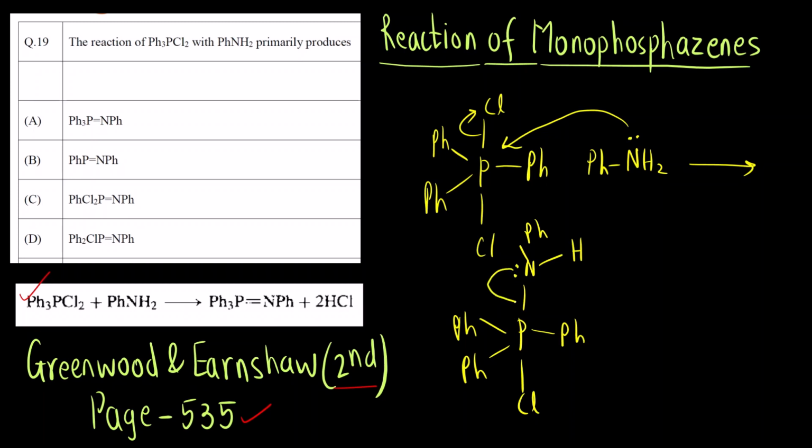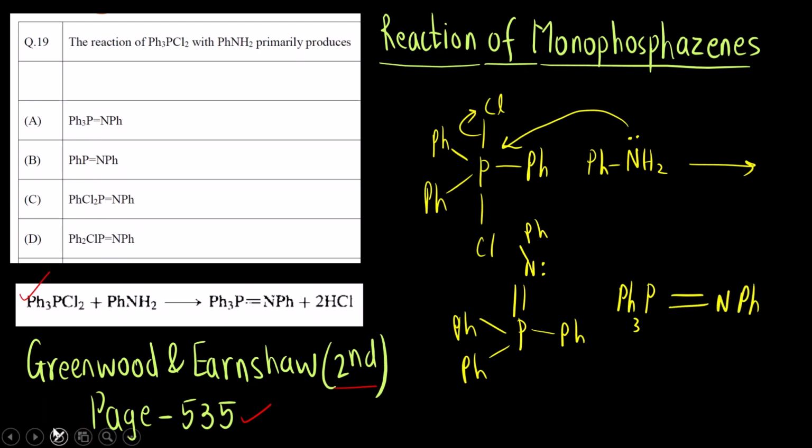Now next step is this can form a double bond here and Cl will go away as a leaving group. Nitrogen gets a positive charge. Now positive charge on an electronegative atom like nitrogen is unstable. So again the Cl minus will abstract this proton and give nitrogen back its lone pair. So this is the final product. I can write it as Ph3P double bond NPh. So what is the correct answer? Correct answer is option A.